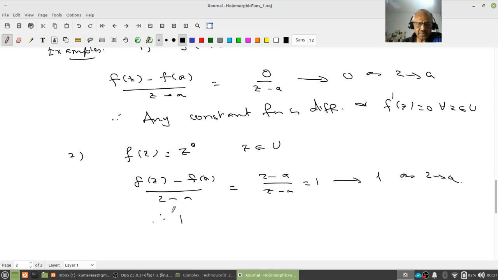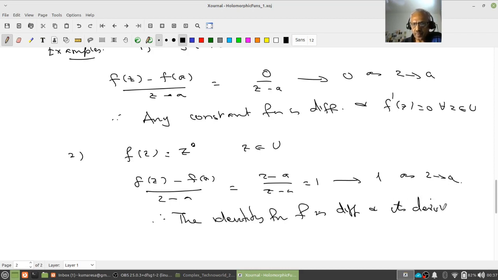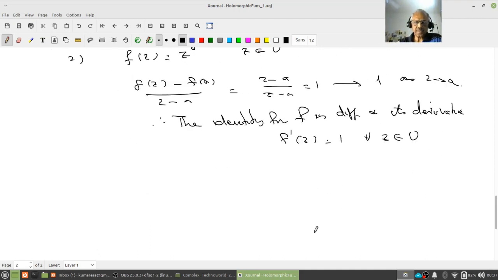Therefore, the identity function f is differentiable and its derivative f dash of z is 1 for all z in U. Okay, right. I can do it for z squared also, z power n, but I will do that later. Before that, I want to talk about a characterization.